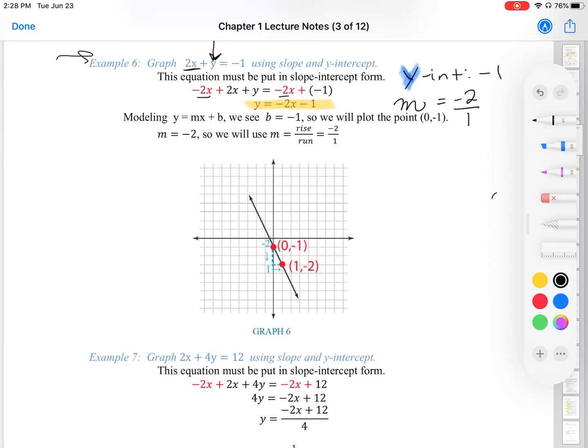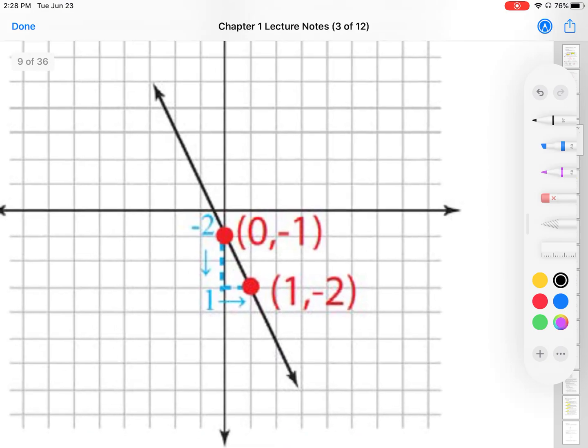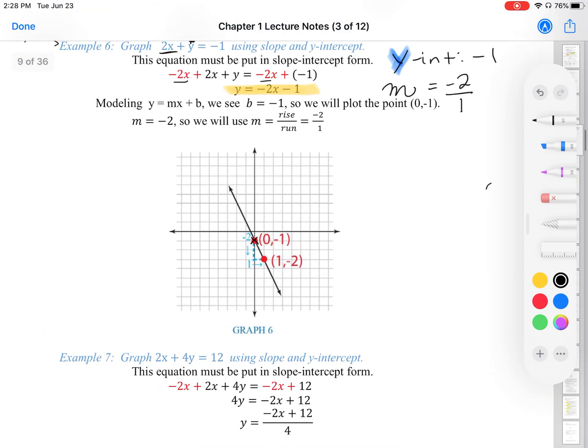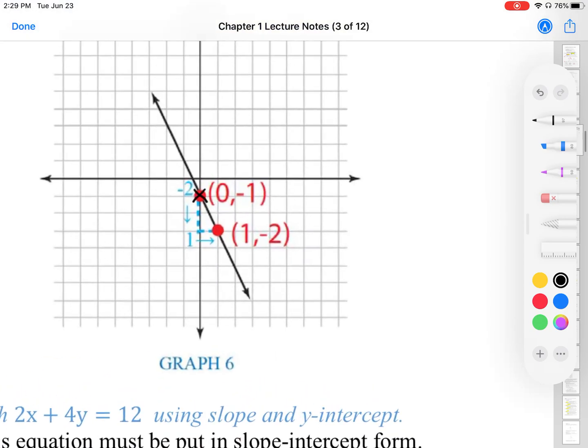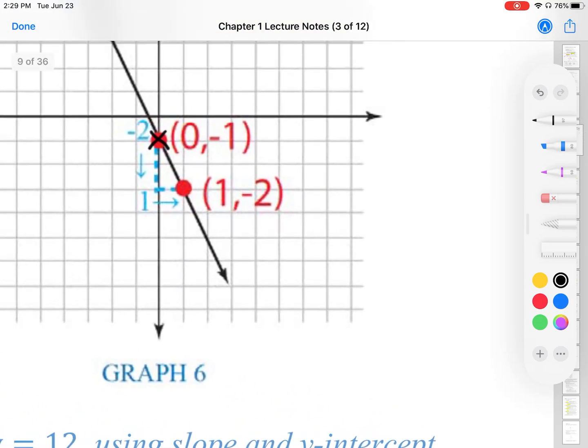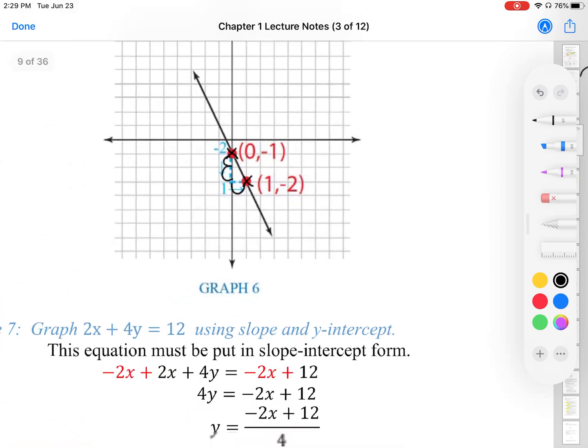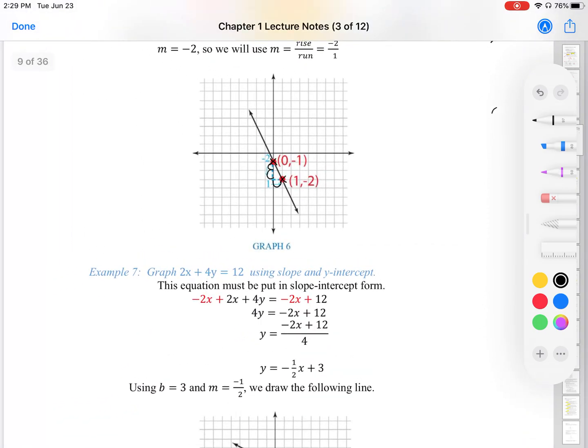All right, so we have a y-intercept of -1, which is right here, (0, -1). And we have a slope of -2 over 1. So I'm going to go down 2 and to the right 1. So I go down 1, 2, and to the right 1, and we have a new point. We connect our two dots and we get a line.